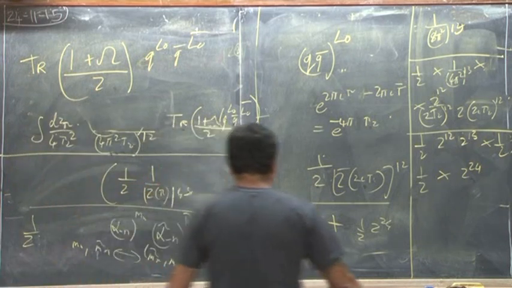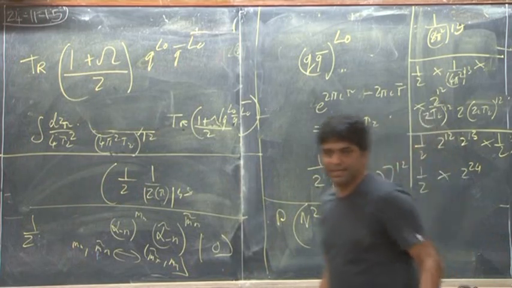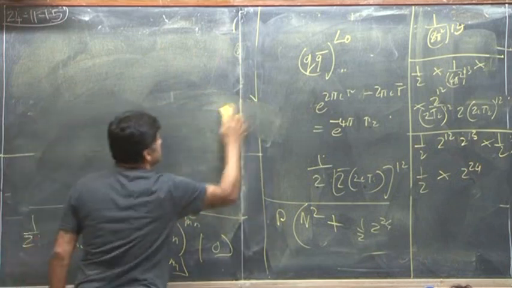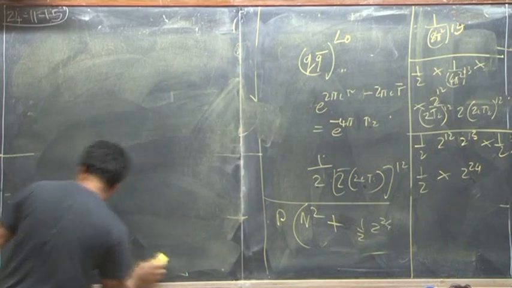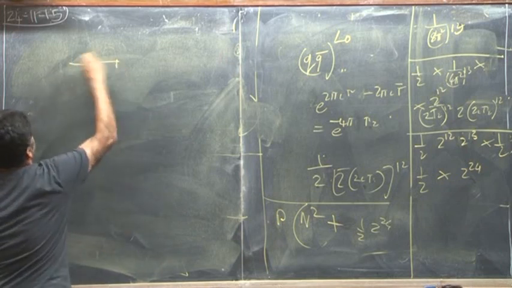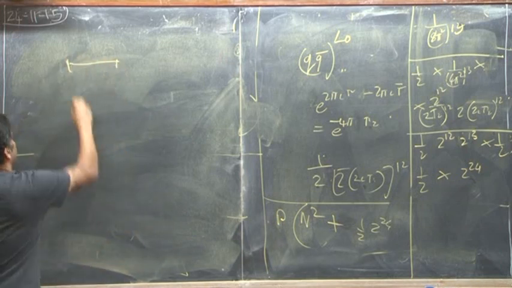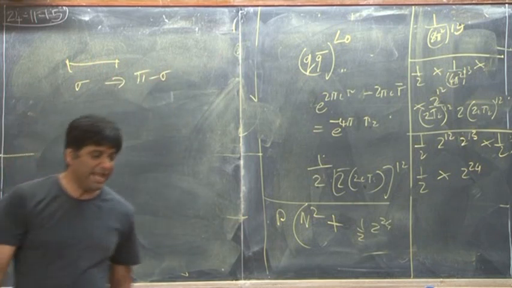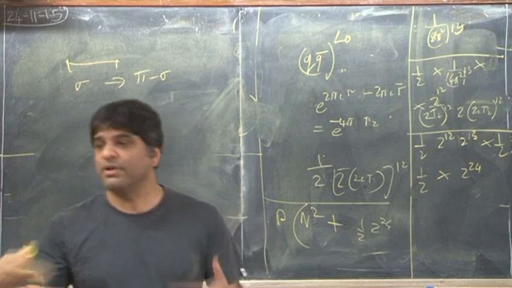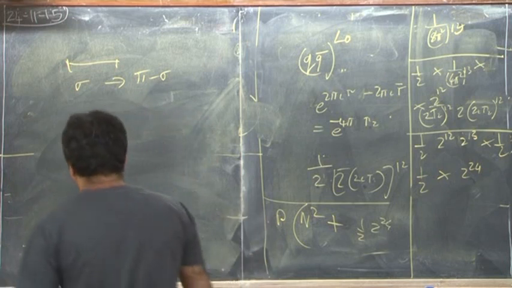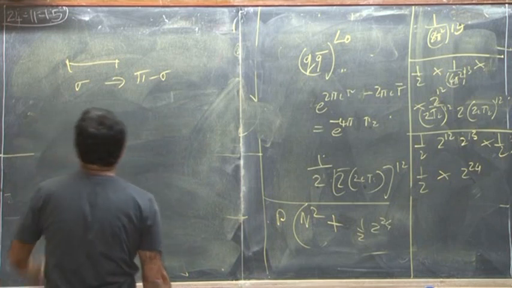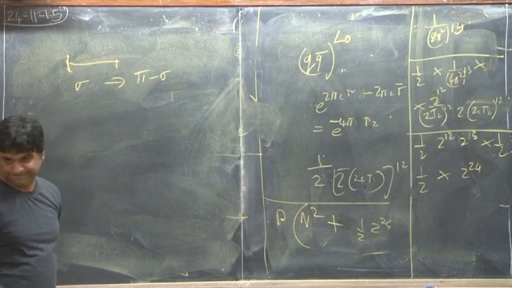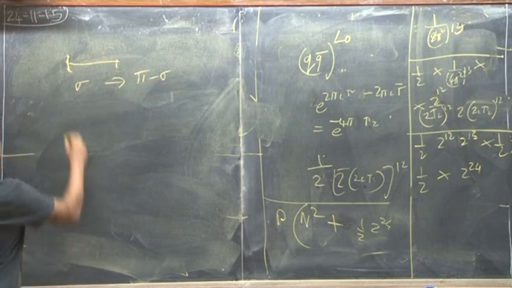Now I'll very quickly tell you how this works. We'll leave the details for next time. How do you make an open string expression from here to here? So clearly sigma goes to pi minus sigma. Now let us recall what the states of the open string are with our boundary conditions. Our boundary conditions were that the derivative of the open string vanished here and here. So how does that work?